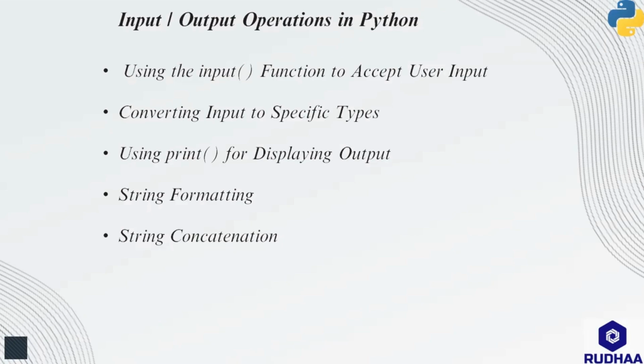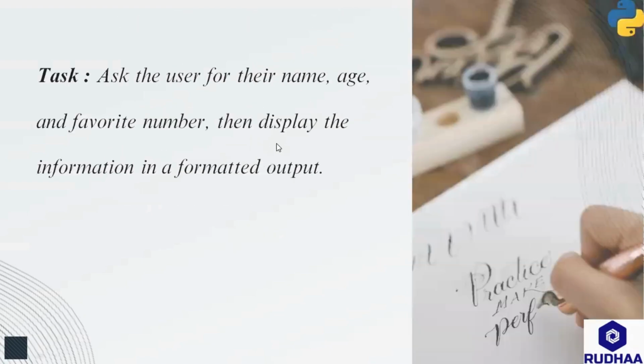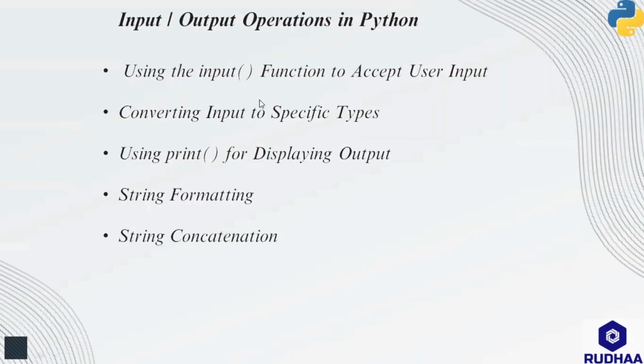And for output, for printing the result, we will use the print function. So print is used for displaying the output. Then we will see string formatting and string concatenation, which are also used in Python. So here we will see some programs to explain the input and output operations.